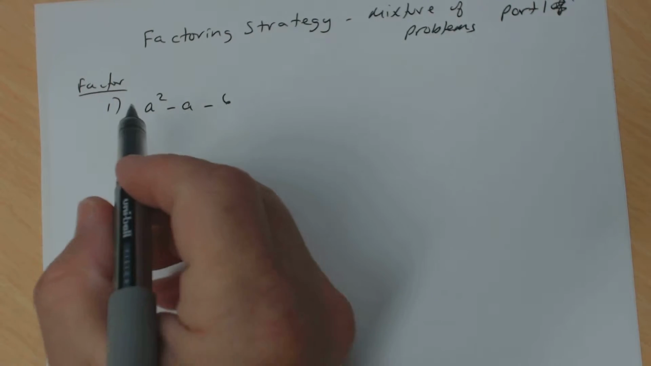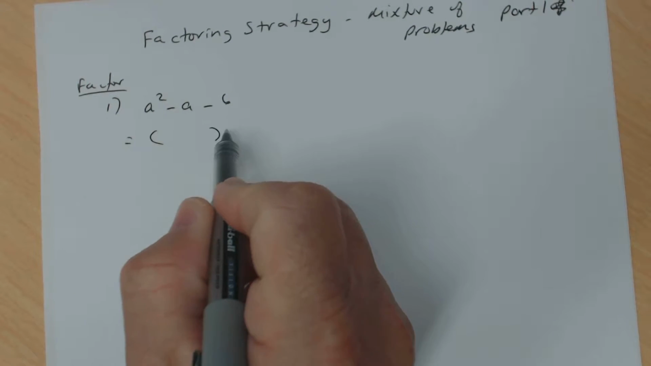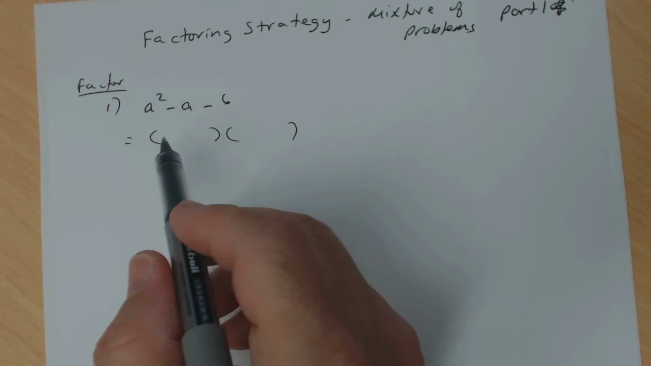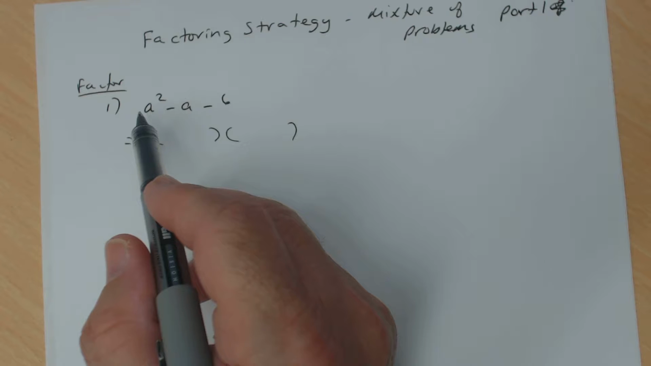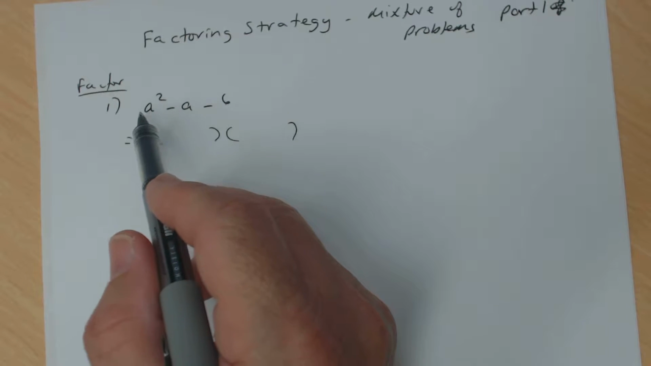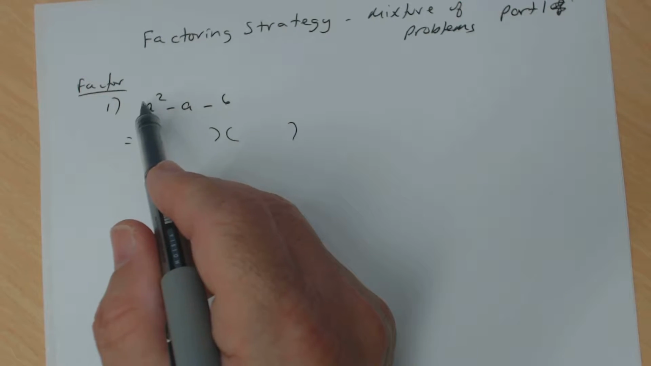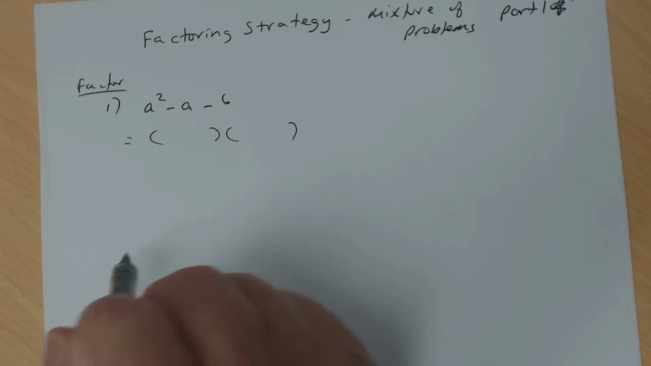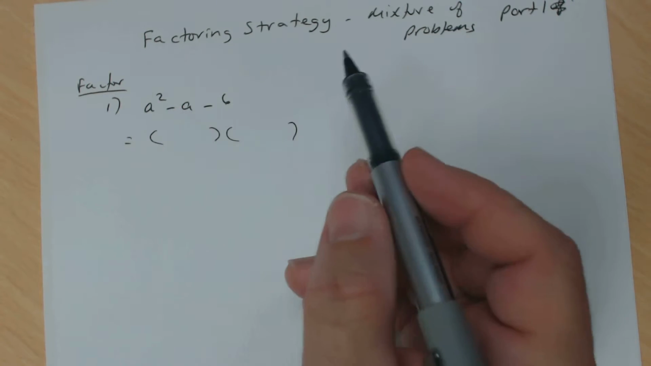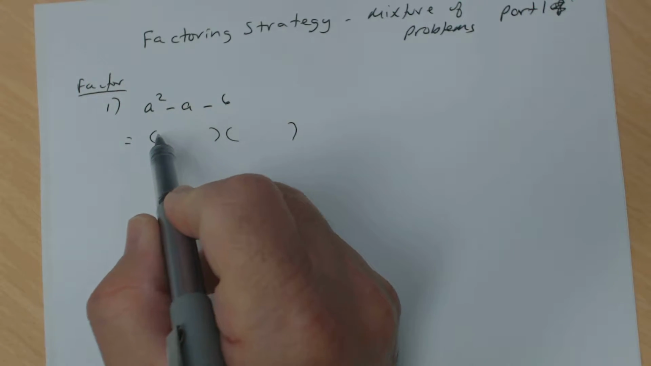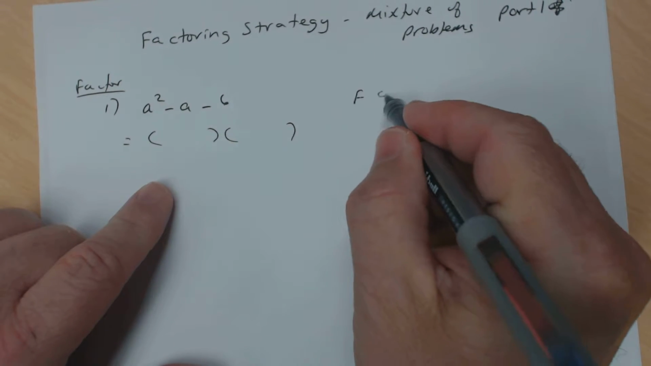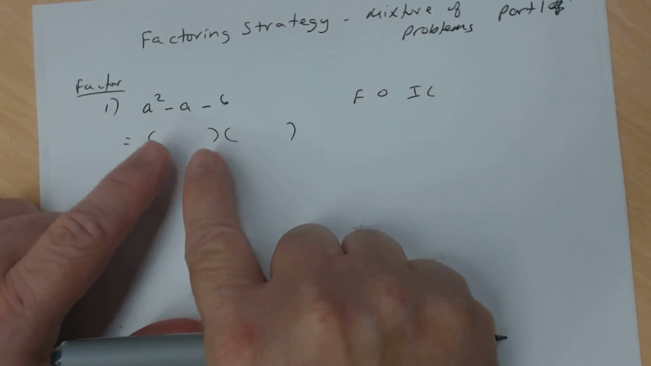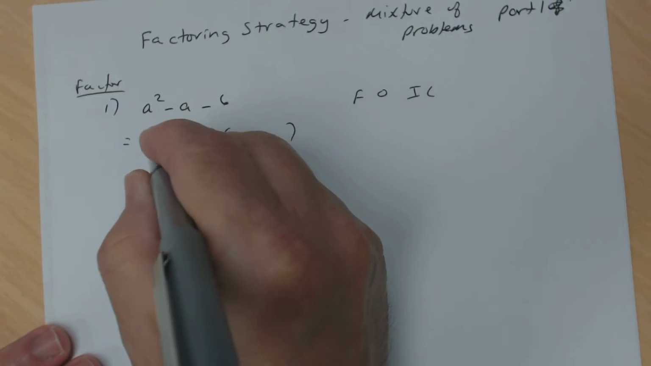And so since there are 3 terms, I'm going to go directly to 2 binomials. All right, now I can use one of several approaches. I can use the way that we did it when the coefficient is 1, like it is here, or I can just do trial and error. It is up to you. All right, so this was probably best if we just do trial and error. So remember FOIL. And so for the first, what times what is a squared? Well, that's easy. That's just a.